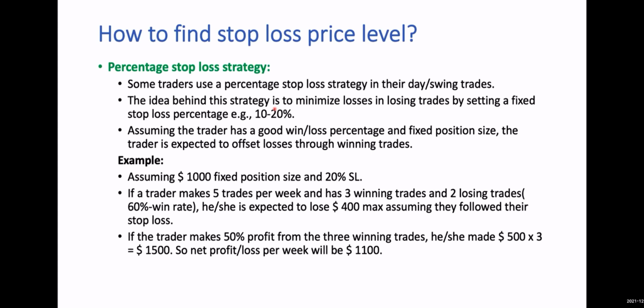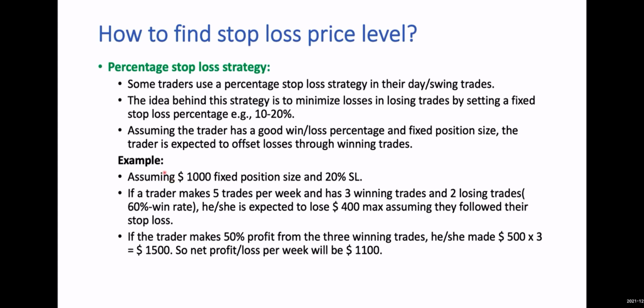So if you risk $1,000, right, 20% hits, you're out, right? $200, you're out, right? It's a very simple strategy. You're going to get out without relying on anything. You just rely on this percentage and see that number. Okay, I'm out. I'm going to try my luck next time. Okay. Now, this is a very important point. Assuming the trader has a very good win-loss percentage and a very fixed position size, the trader is expected to offset losses through winning trades, right?